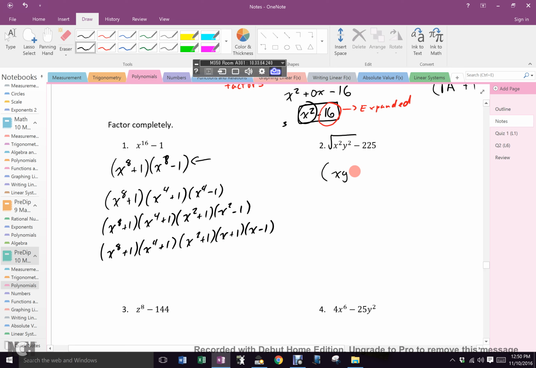XY plus the square root of that one. What is it? 15. And then I do it again. XY minus 15. Cool? Everyone's cool? We're starting with stuff we can do in our head that makes perfect sense. Is everyone okay with that? Okay, let's go to the next one.